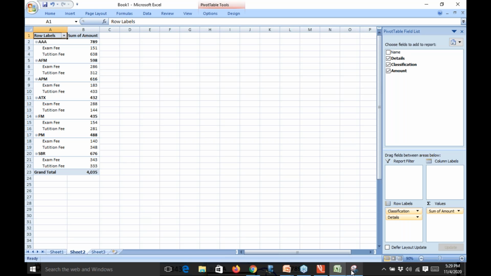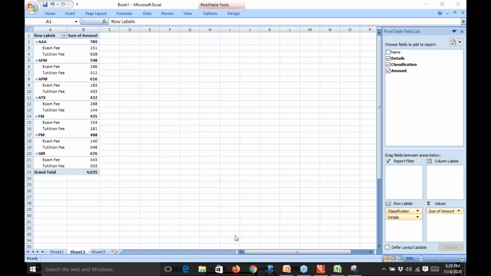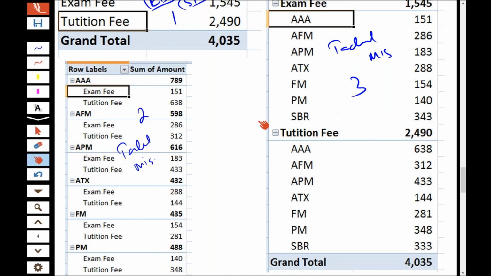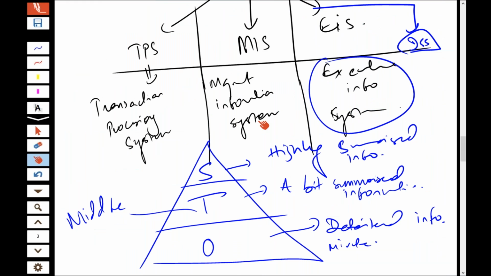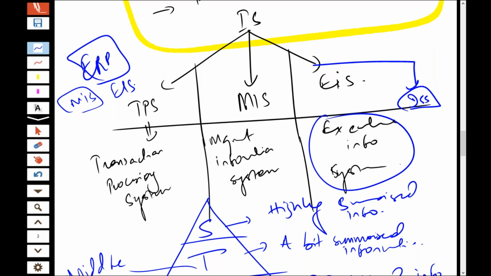So anyway, now try to understand something. Practically, in modern days, the ERPs, the enterprise resource planning software, have the feature of everything. They can generate MIS level reports. They can act as an EIS, they can act as a TPS, they can give you minute details, and they can act as a DSS also. So this is what it is.